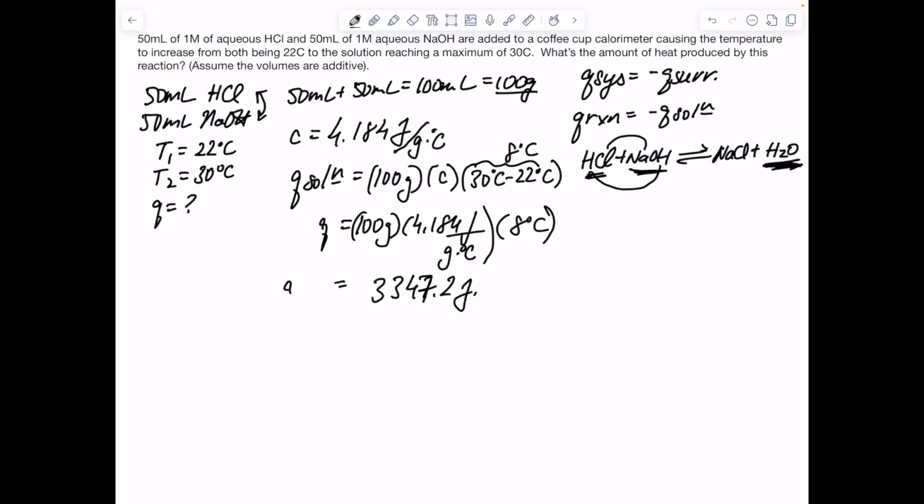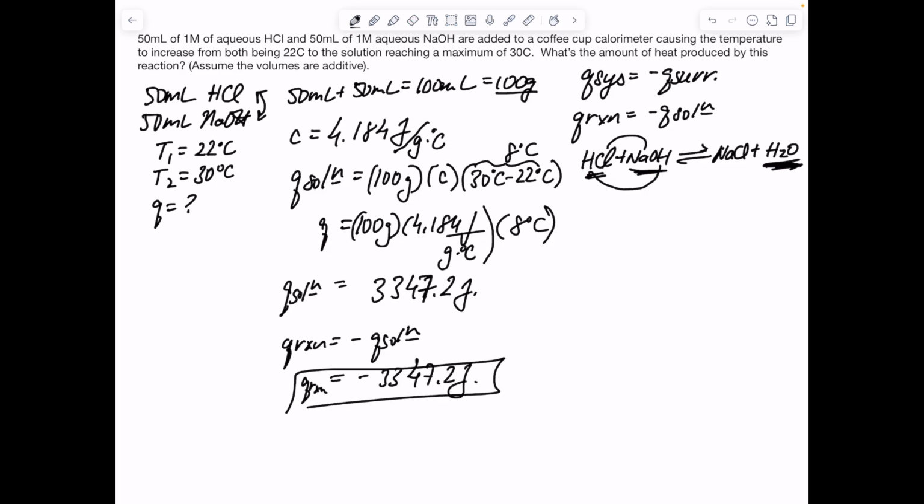Now this is Q solution, but we said that Q reaction is equal to the negative of Q solution. So it's going to be negative 3,347.2 joules. So that is our final answer. Q reaction equals negative 3,347.2 joules, and that's how we solve this problem.